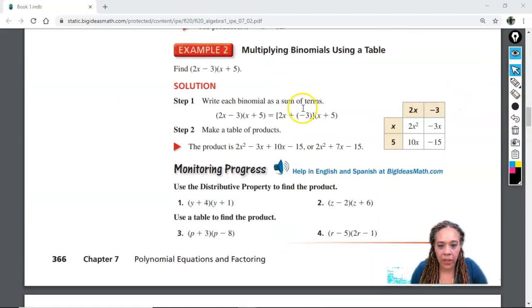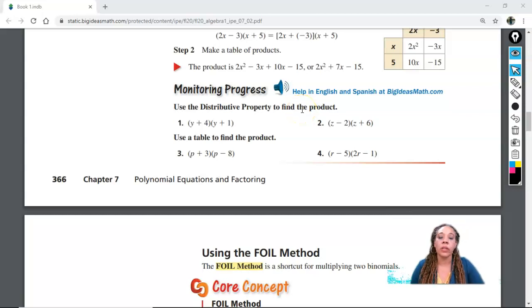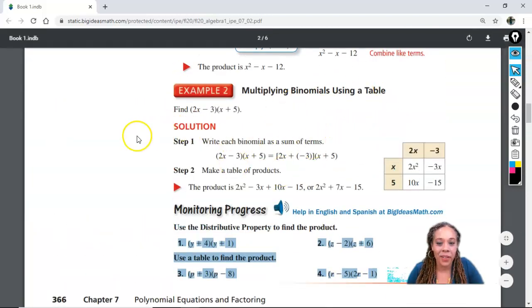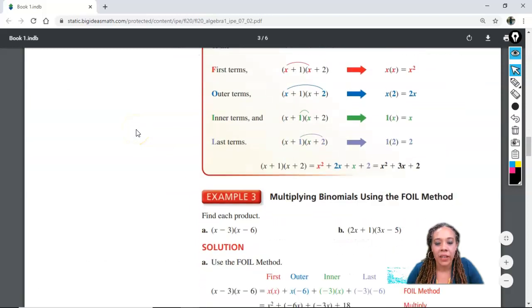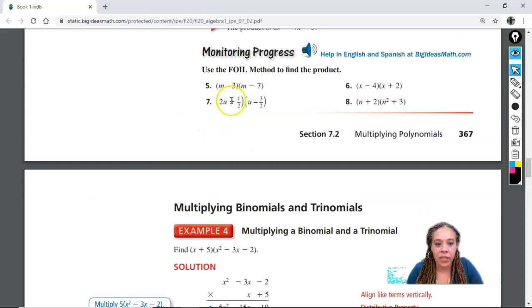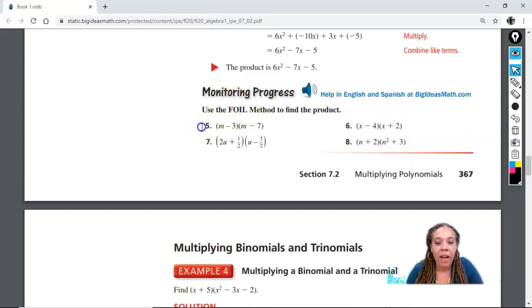So you can find those in the Google Classroom, or you can go ahead and just write them down right now. So you're going to do numbers 1, 2, 3, and 4 using the table method up here. And then down here, you're going to do 5, 6, 7, and 8. I'm sorry, 5, 6, 7, and 8 using the FOIL method. So that's 8 questions for you to do.